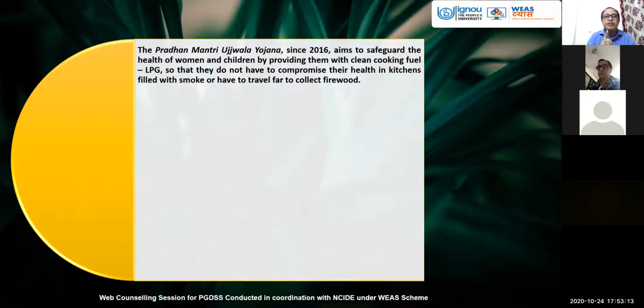We have Pradhan Mantri Ujjwala Yojana. That takes care of the health of the woman, because indoor air pollution is one of the important threats to the health of the woman. Under this Pradhan Mantri Ujjwala Yojana, LPG, clean cooking fuel, is provided.